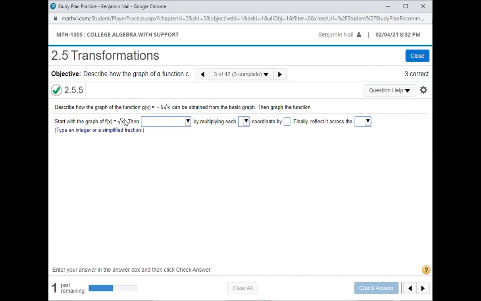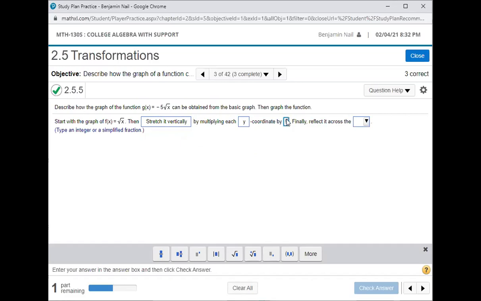Okay, so it takes an initial square root function. Then we're multiplying it by -5. So that's actually going to cause it to stretch. The bigger the number, 5 is a big number. 5 is going to stretch it by multiplying your y's by 5. Remember, anytime you stretch, you're multiplying your y values by whatever your number is.